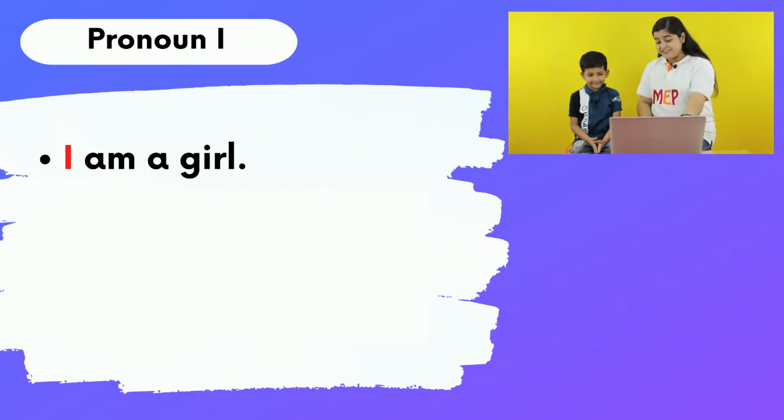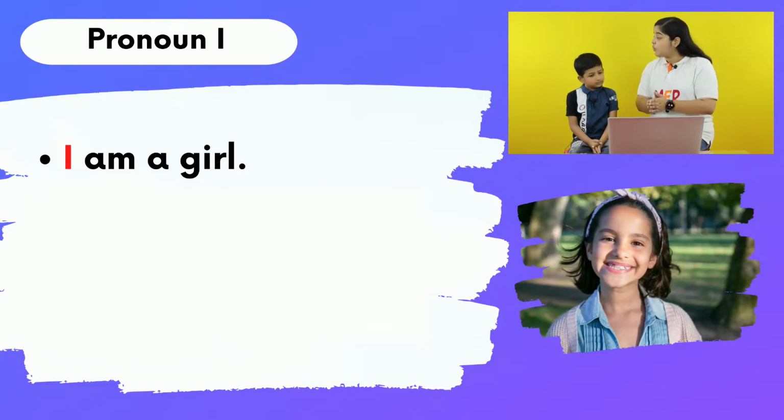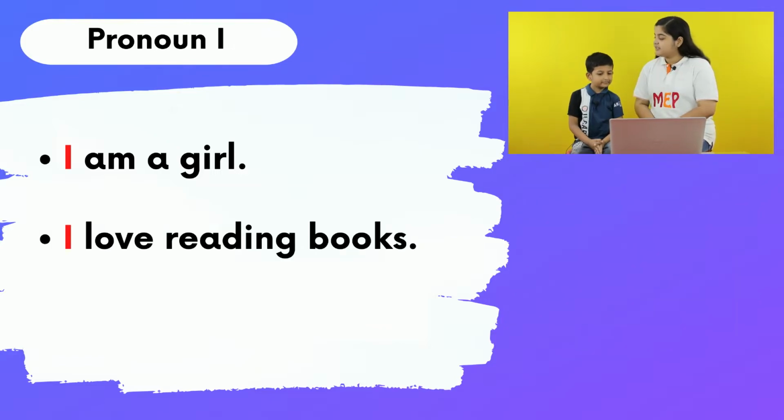So, Rudy, our first example of pronoun I is I am a girl. So, in this sentence, we have used the pronoun I because we are talking about the subject. So, whenever we talk about the subject, we always use the pronoun I and it is used in place of first person singular. Now, Rudy, read the second example.